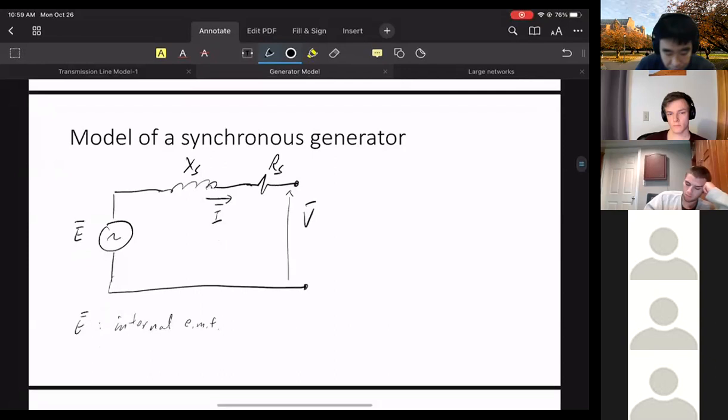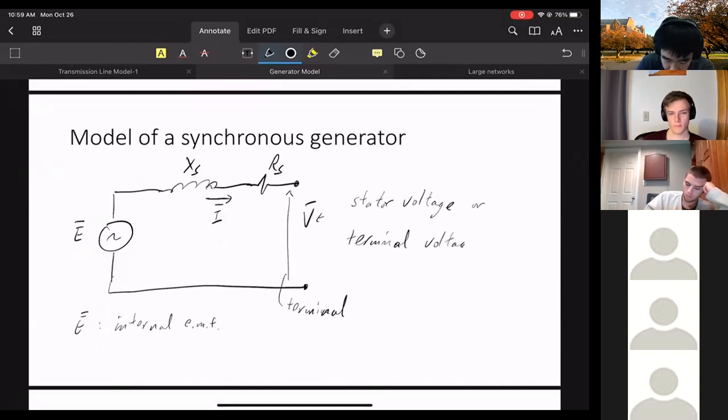But as a generator, you can think of the generator setting up a voltage. And this point is called the terminal of the generator, because these are the two points you have access to. So it's called the generator terminal. And then this voltage is called the stator voltage or the terminal voltage. Just the names.